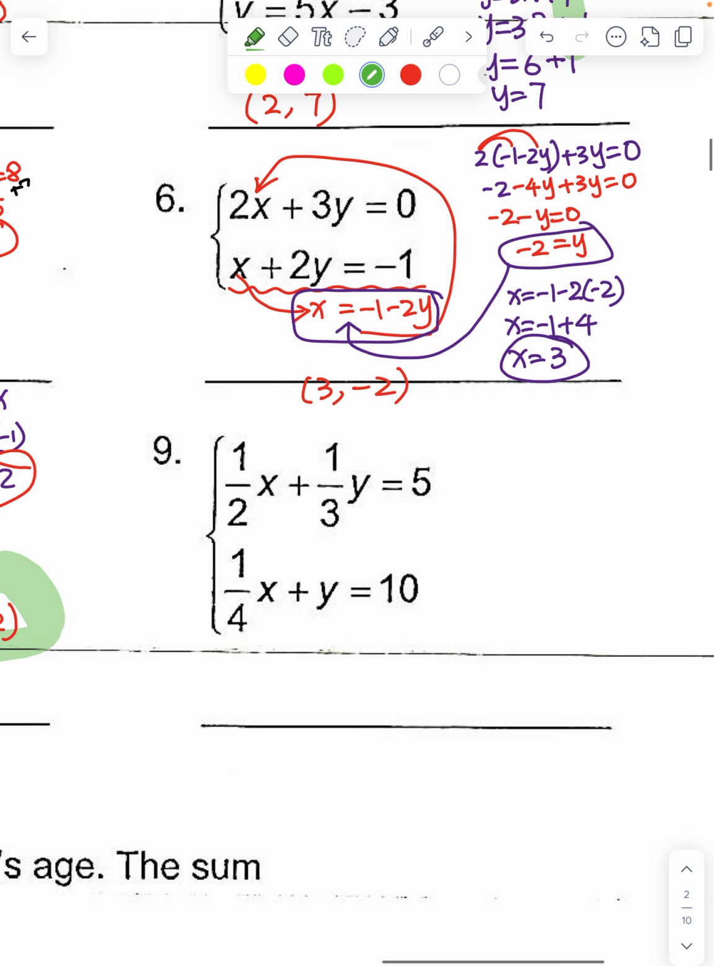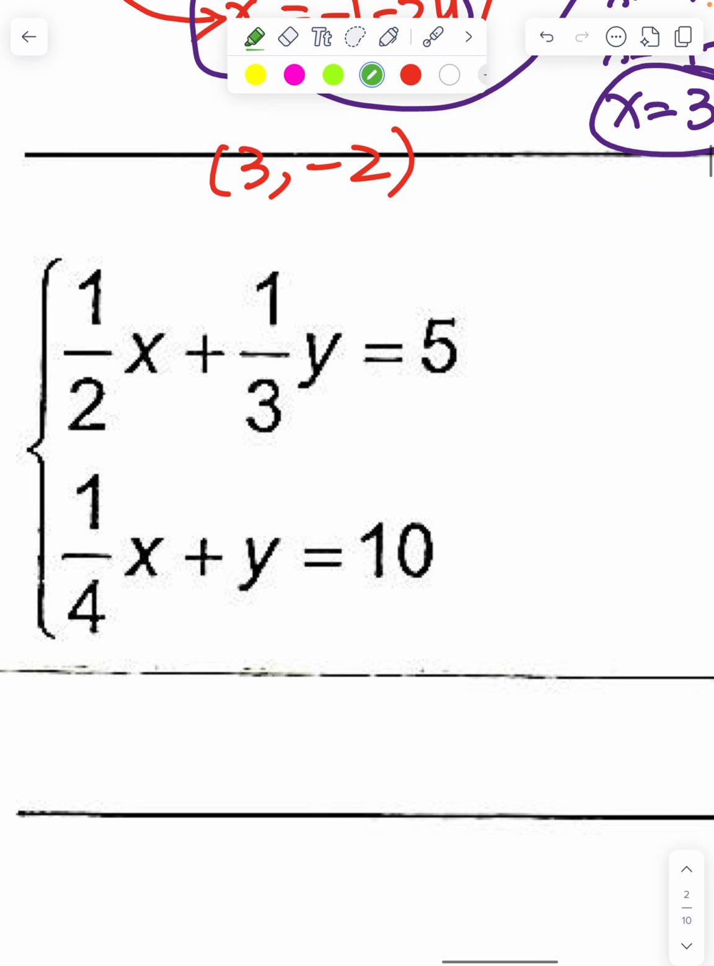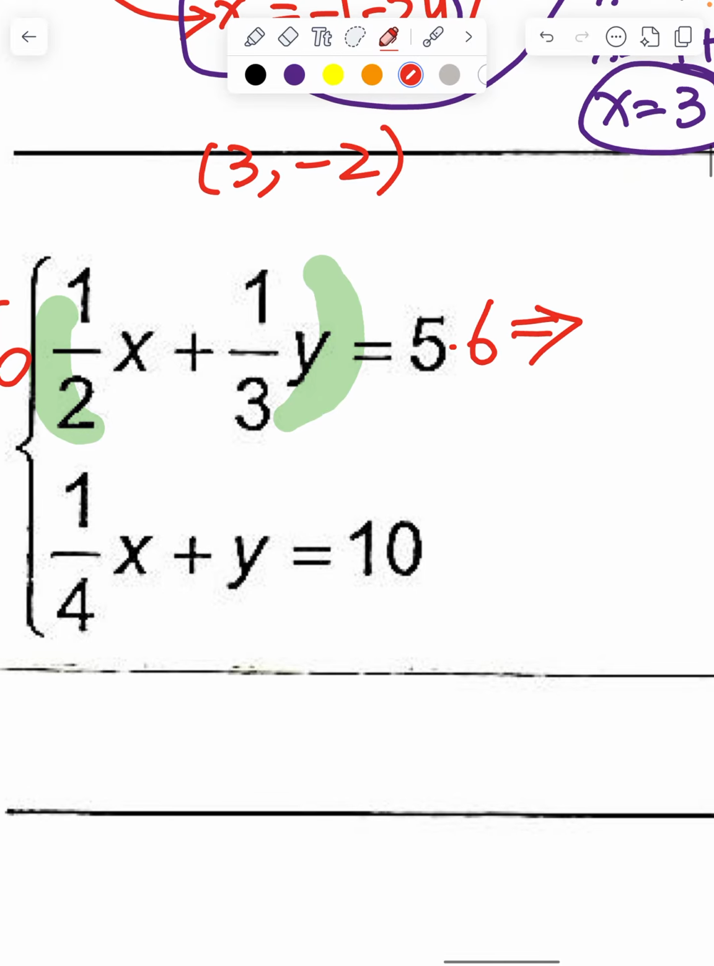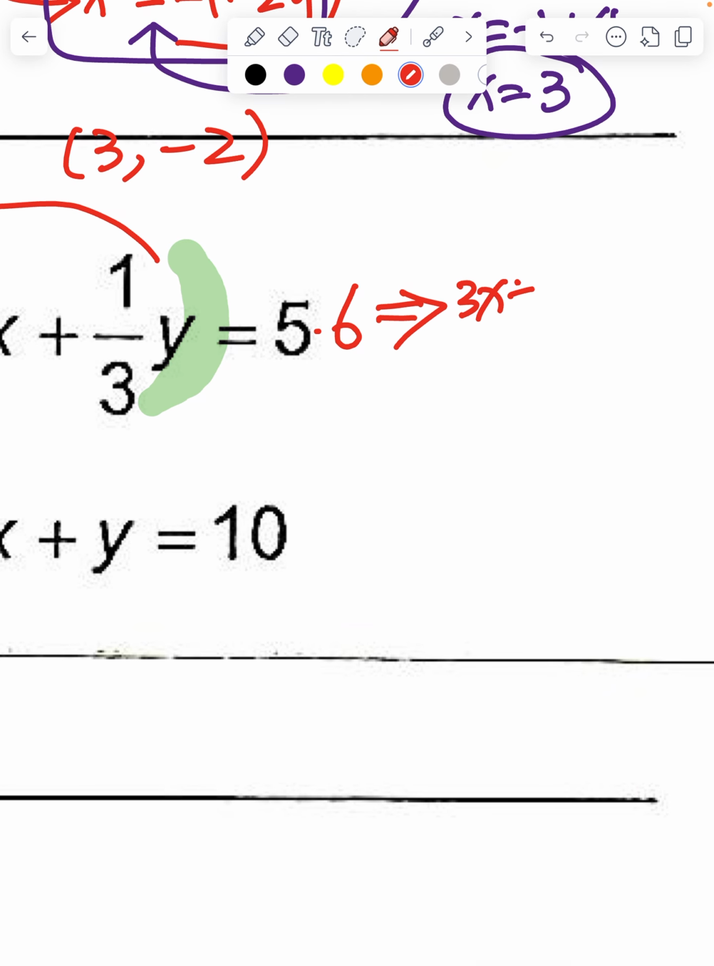Number 9. Ooh, number 9 is a lot of fractions. We don't want to deal with fractions. So I'm going to rewrite, especially for the first one. I'm going to multiply each side by 6. So 6 times half, that's 3. So 3x. Then 6 times 1/3, that's 2. So 3x plus 2y equal to 30.